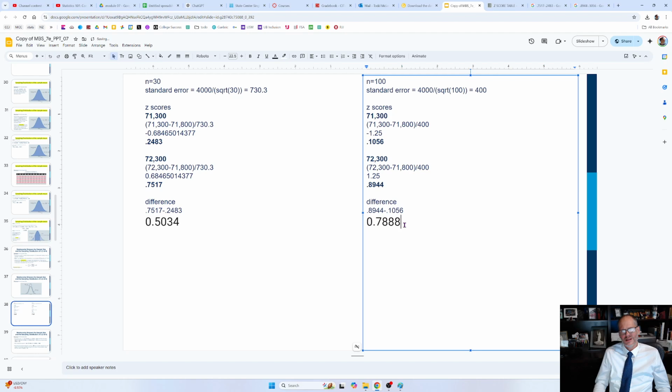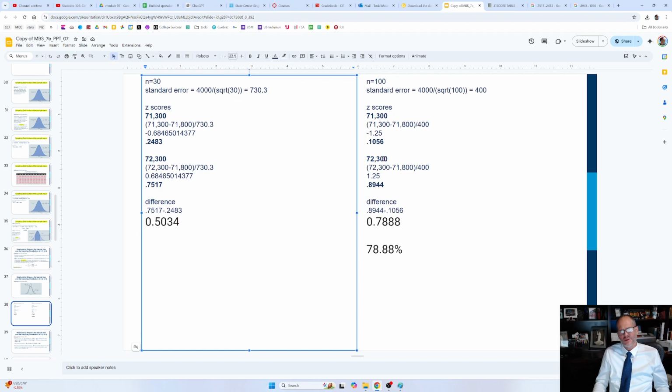And so here, 78.888% of our data is within, right, when we have more samples, we're describing more data within the $500 range. There's a higher probability that the population parameter, the population mean, is going to be within $500 of our sample mean. And here, there's a 50.34% probability.